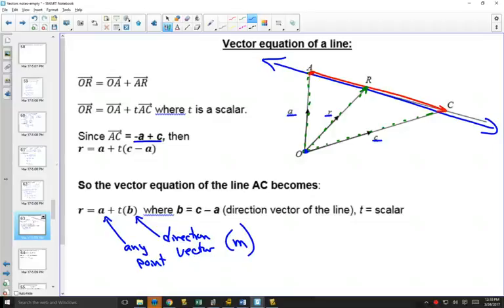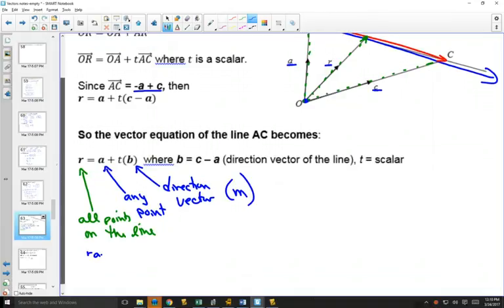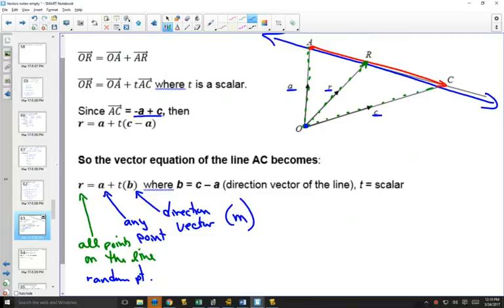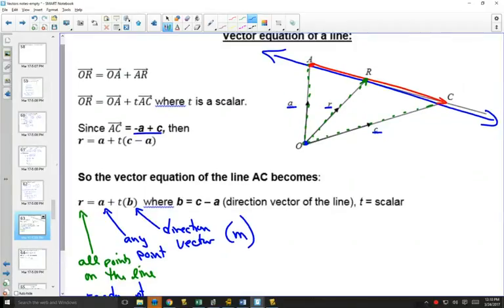So A is any point, and R represents all points on the line. Any random point. Maybe that's even good because it's R for random point. It's any random point on the line. Any point whatsoever. So if we think about what this means, it says that you can get to any point on the line by first going to A.